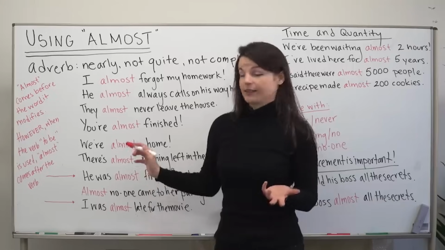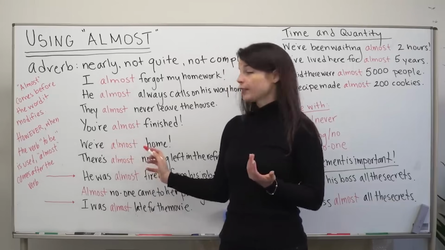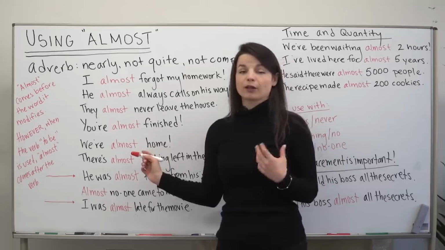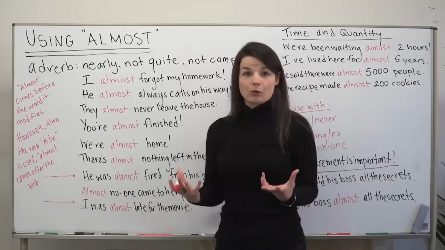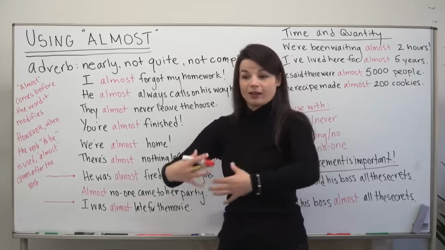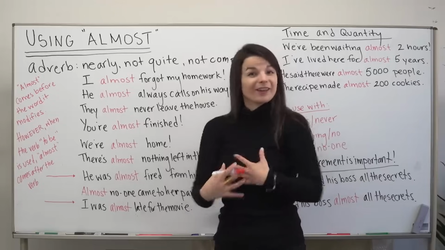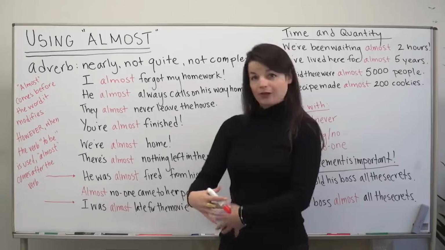Let's look at the next sentence then. So the next sentence is we're almost home. In this case, almost is modifying the word home. Home, in this case, means at your place of residence. So to be in a status of being at your place, at your dwelling, at your residence. So to be almost home means nearly at your house, in other words.